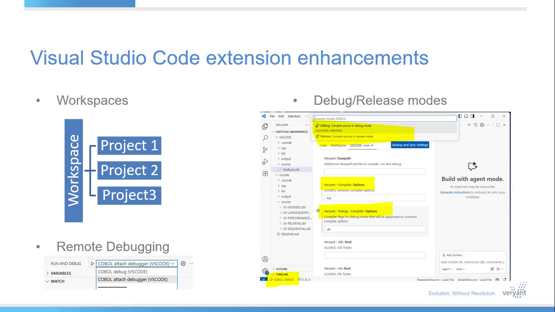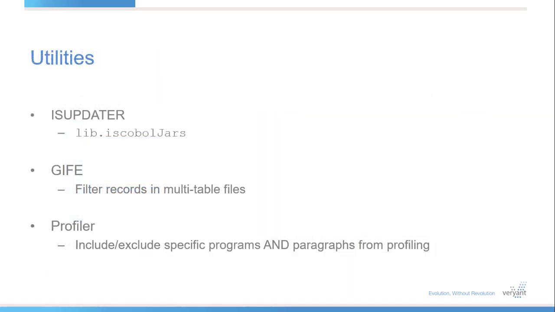Settings specific to the release mode are farther down on the page. We've added remote debugging ability to VS Code too, so now you can debug programs running on a different machine or called from another language. A new entry in the isUpdaters configuration files is used to add third-party jar files that your COBOL application might need. Jiffy can now see and filter records that are in multi-table files.